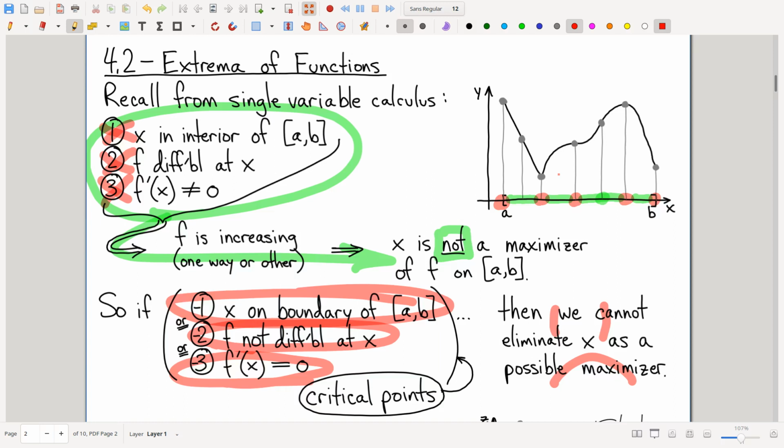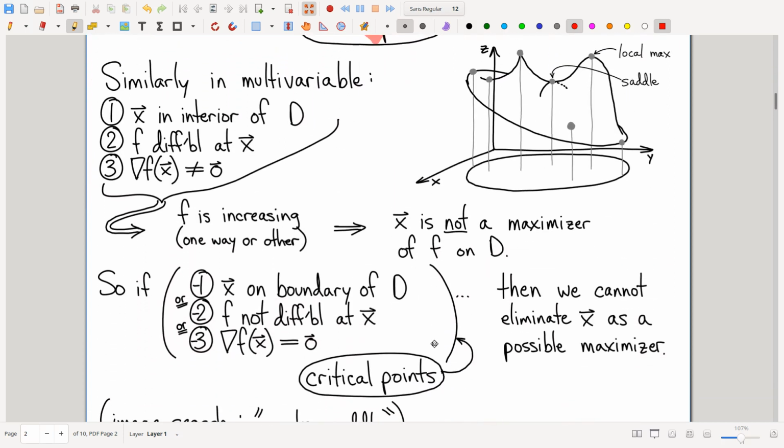So how are we going to find maximizers? Definitely not the green points. I guess I better look at the red points. So we give those a name. We call them critical points. And we take it from there. Hope that looks familiar, everybody. All right. So great news.